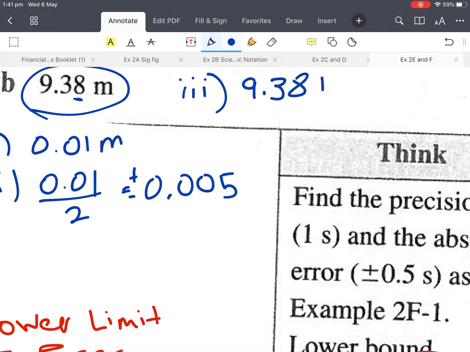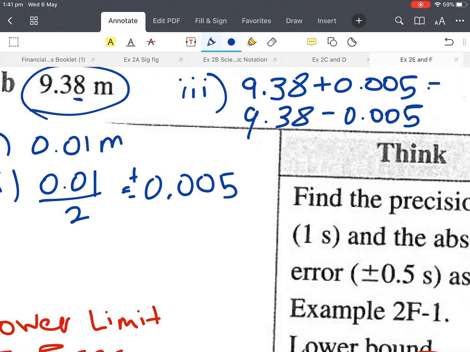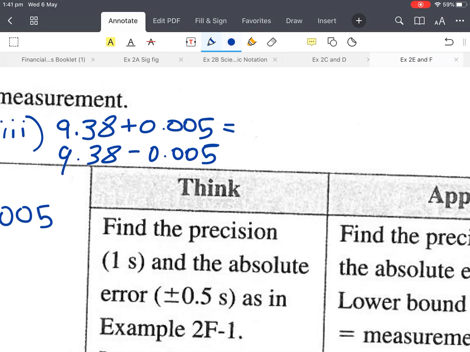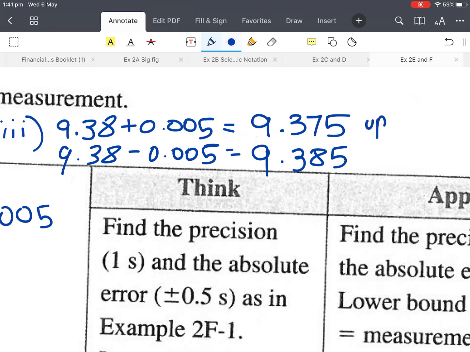So 9.38 plus, 9.38 minus, equals, so this one hopefully will be just a little bit below, 9.375 and 9.385. So you have just found the upper, this one's the upper limit, and this one is the lower limit.